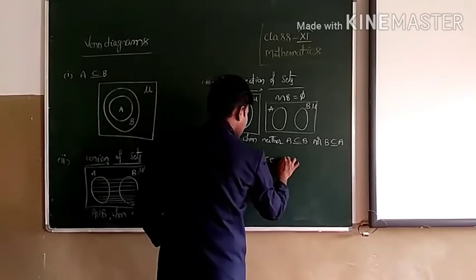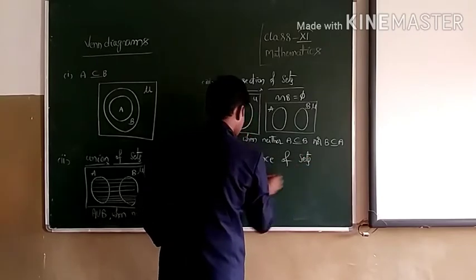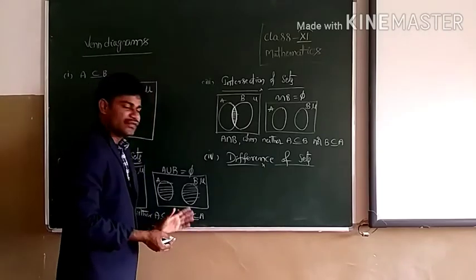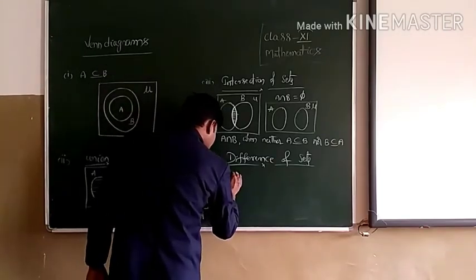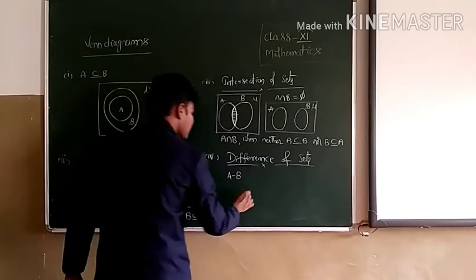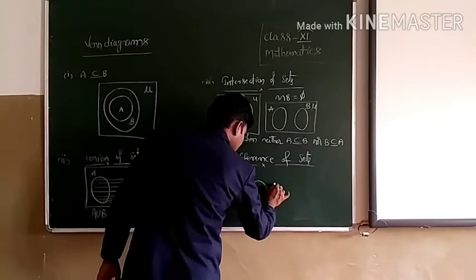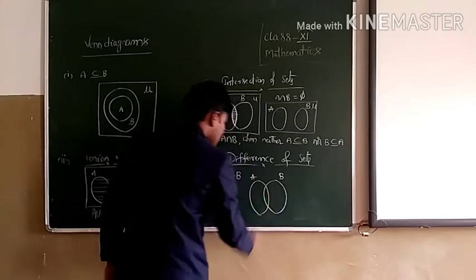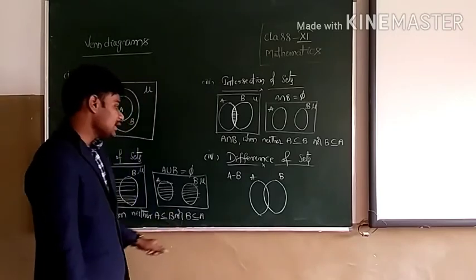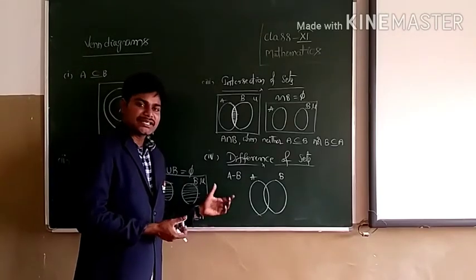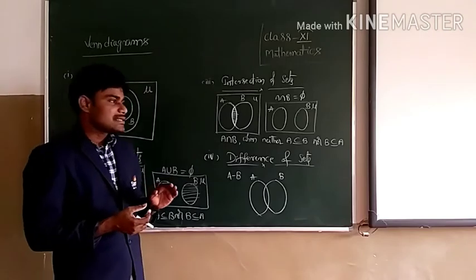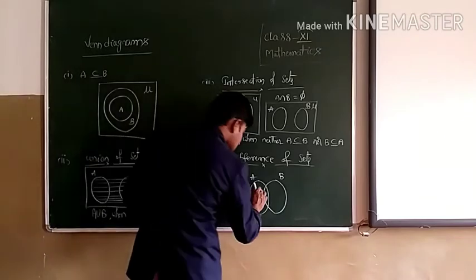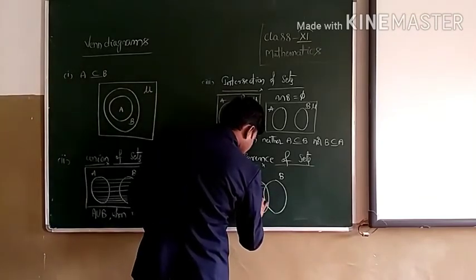Difference of sets. First, if I consider two sets A and B, their difference is already written like this, right? A minus B. Now the Venn diagram for this: this is A, this is B. So A minus B represents a set which contains the elements which are available in set A but not in B, or the elements which belong to set A only. So we can say this part represents A minus B.